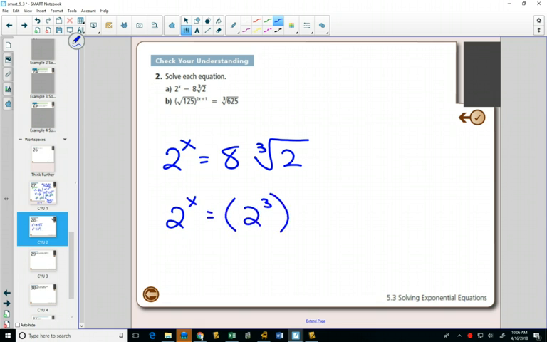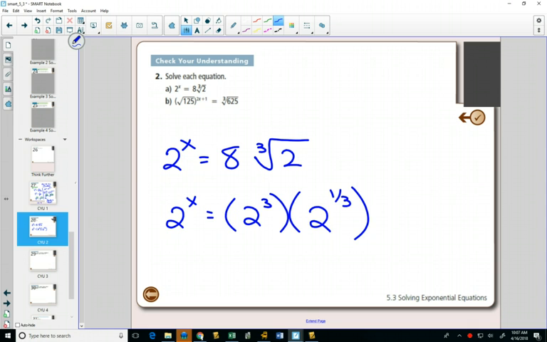And what can we change the cube root of 2 to? So this is another thing that we've learned in the past. We can change that to 2 to the power of 1/3. Now that we've done that, we still don't have a single power of 2 on the right-hand side. So now we're going to look back.